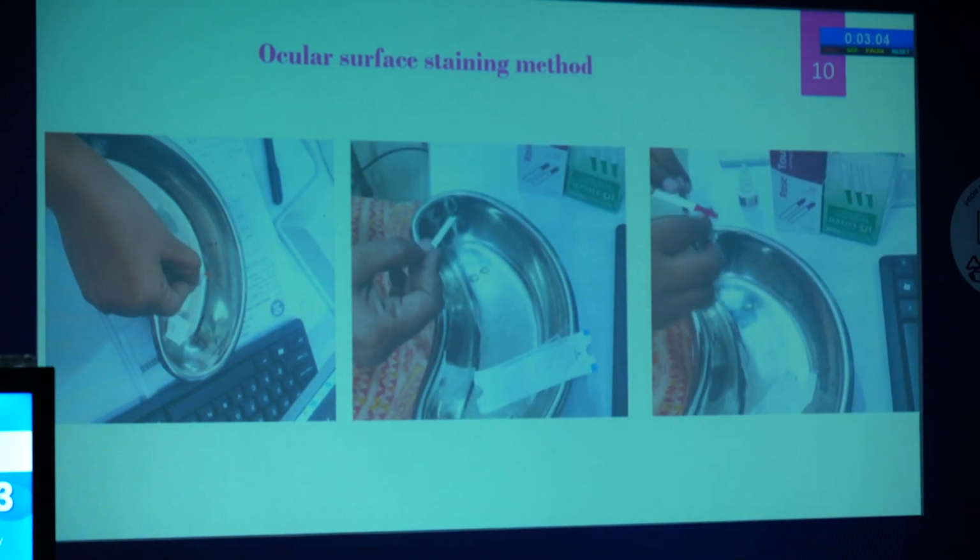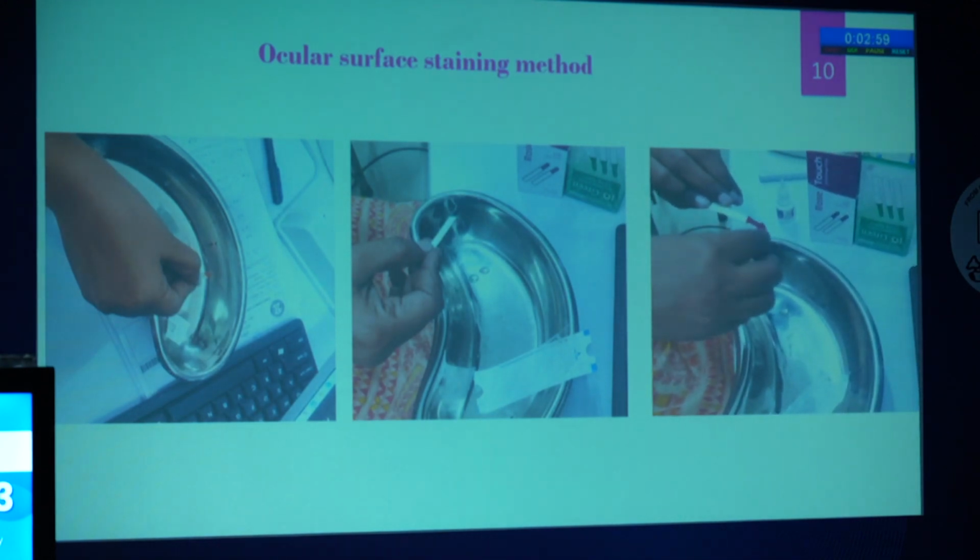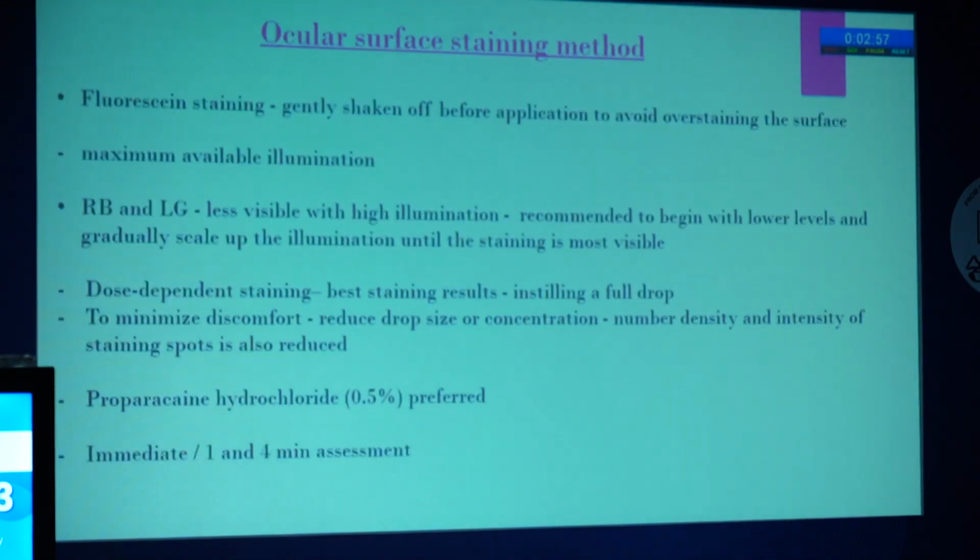We can use it either on the upper bulbar conjunctiva or lower. Especially in dry eye patients, we prefer to use it on the upper bulbar conjunctiva. If you are using a fluorescein dye, always start with the maximum available illumination because we are using a cobalt blue filter. With higher illumination, for RB and LG, we do not get optimum visualization of those spots. So start with moderate and then go towards the higher one. Then assessment can be done immediately after using the dye or between 1 and 4 minutes depending on the case. For example, if we are trying to see signs, it's better to do immediate assessment.